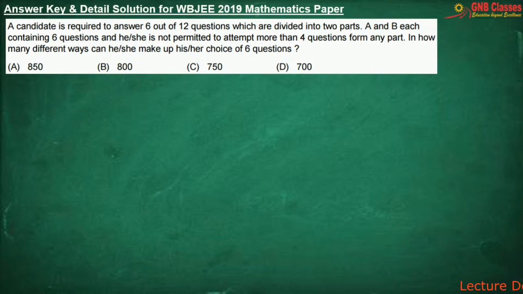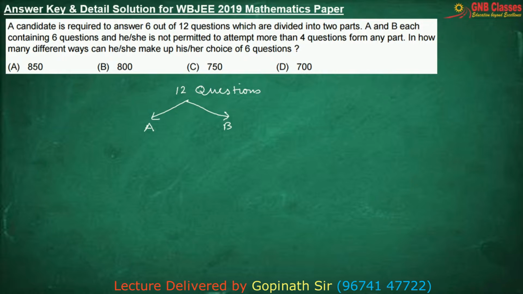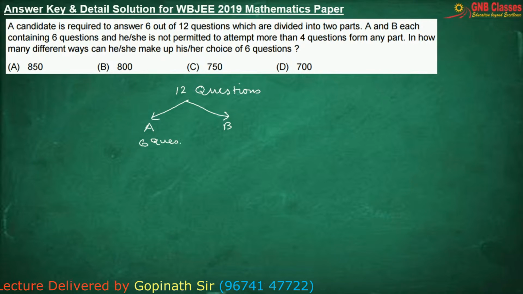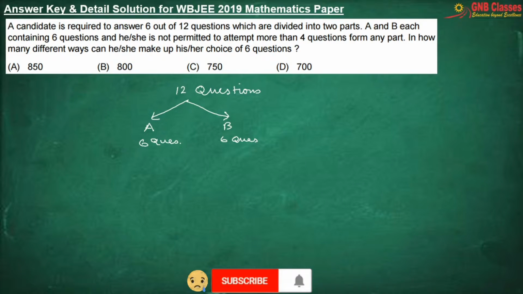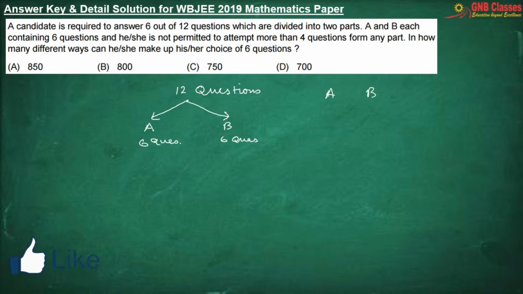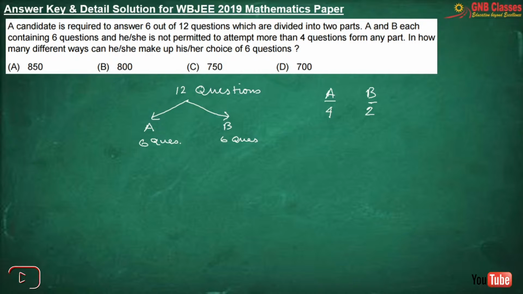In this question, they have given there are 12 questions divided into 2 sections, A and B, and each section contains 6 questions. Is it clear? Now, a student is not permitted to attempt more than 4 questions from any part, and the student has to answer 6 questions. So what are the options? Say the groups are A and B. So from group A he can select 4 questions. So naturally from group B he has to select 2 questions to attempt a total of 6 questions.